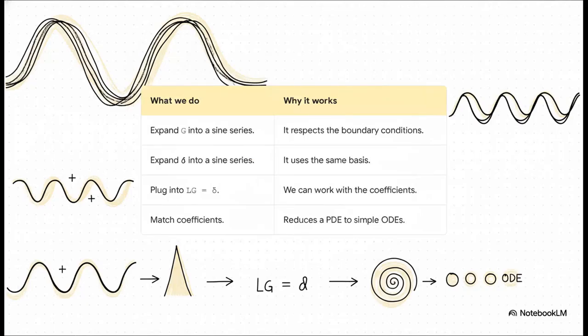So here's the strategy, laid out nice and clear. We take our unknown Green's function, g, and we express it as a sum of sine waves. Then, and this is the really clever move, we do the exact same thing for our simple tap, the delta function. We express it in the language of sine waves too. Once everything is speaking the same language, we just plug them back into the main equation, L g equals delta, and we can match up the coefficients for each individual sine wave. And just like that, one incredibly difficult partial differential equation transforms into a whole series of simple, ordinary differential equations, which are way easier to solve. It's just an elegant way to break the problem down.